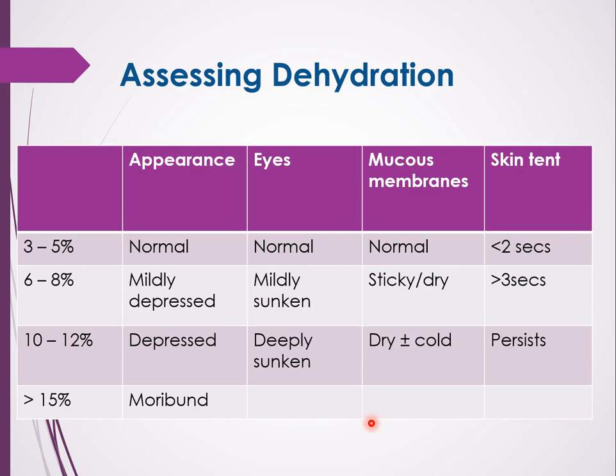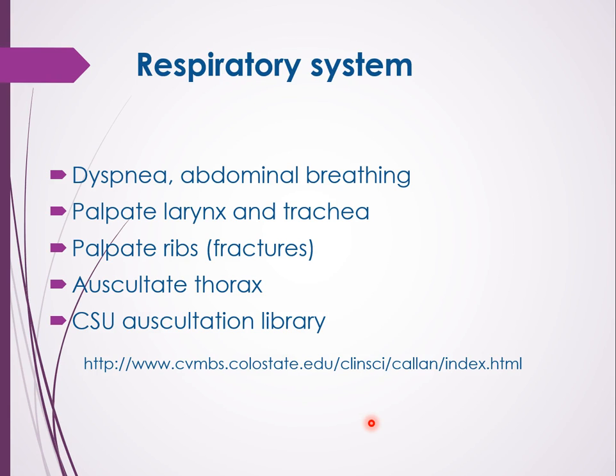Okay, respiratory system. Like I said, from a distance you have to see whether there is any effort in breathing, and whether the effort comes from inspiratory or expiratory. Is the abdomen involved? You can actually see the abdomen helping the lungs to deflate and inflate to get all the air inside. You have to palpate the larynx, trachea, and the ribs.